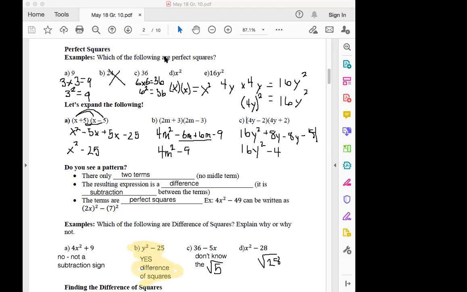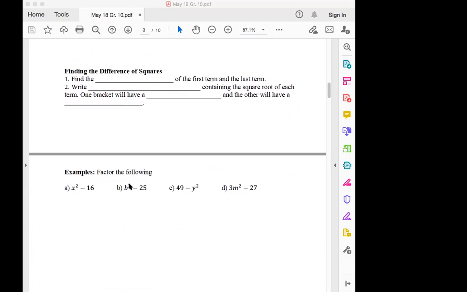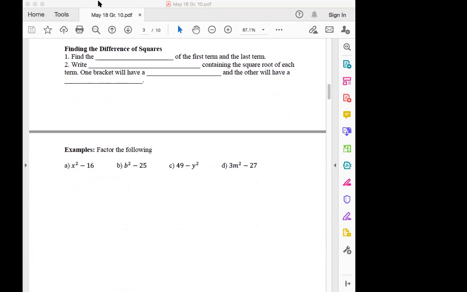Okay, so I'm going to clear this. We're going to move forward. To find the difference of squares, I've written out the steps. The first is to find the square root of the first and the last term. Our next step is to write two sets of brackets containing the square root of each term. One bracket will have a plus sign in the middle, and the other one will have a minus sign in the middle. For example, we'll look at the first one.